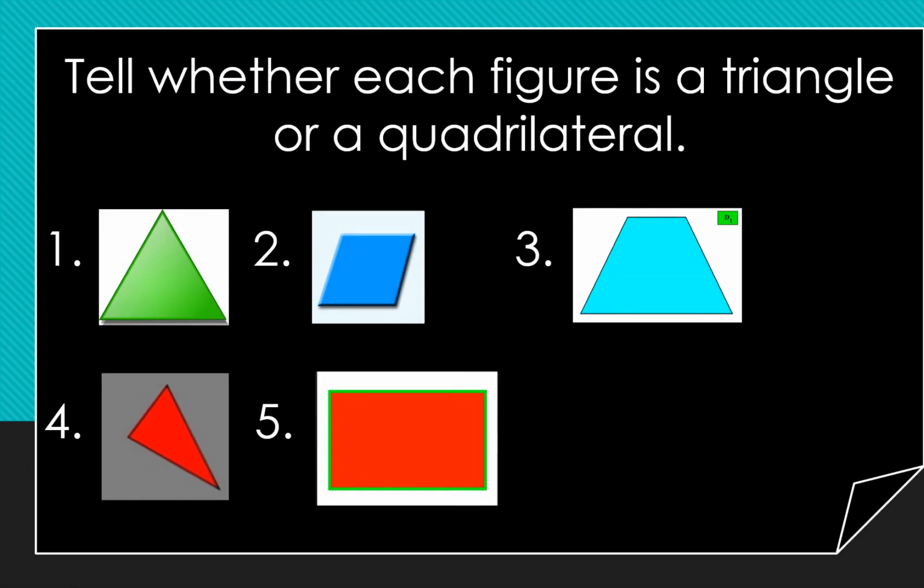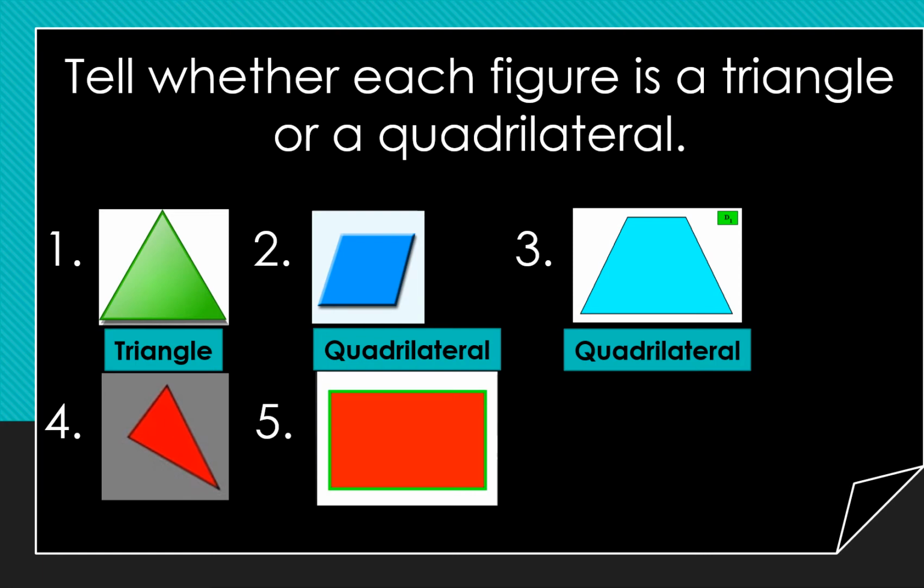Now class, tell whether each figure is a triangle or a quadrilateral. For number one, correct. It's a triangle. Number two, amazing. It's a quadrilateral. For number three, correct. It's a quadrilateral also. How about number four? Nice one. It's a triangle. And number five is correct. It's a quadrilateral.